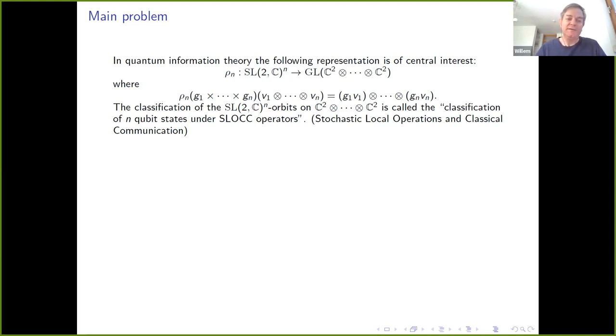In quantum information, the classification of the orbits is called the classification of n qubit states under SLOCC operators. I'm sorry, but I don't know much about quantum information or quantum mechanics or physics, unfortunately. I would very much love to know more about it. So in the rest of the talk, I will be concerned with the classification of these orbits. That's an algebraic problem, and I feel much more comfortable with that.